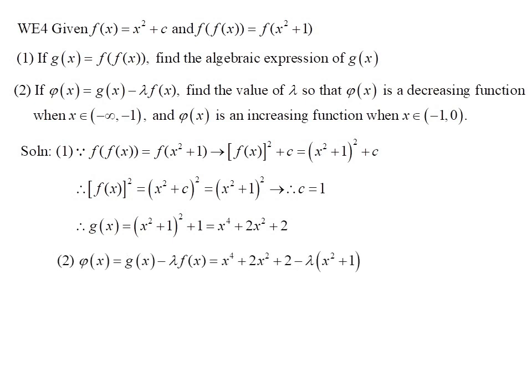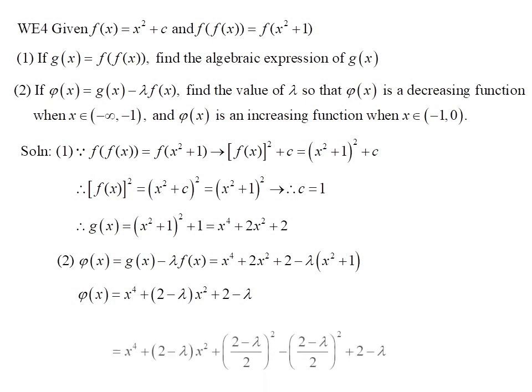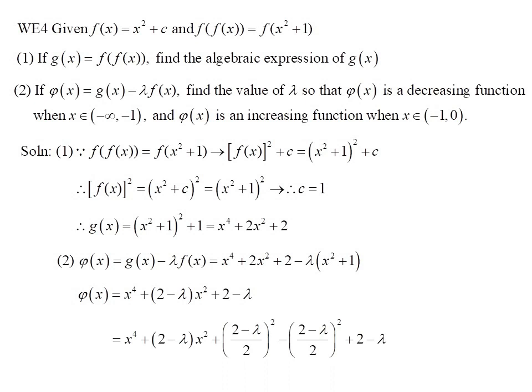After finding the expression of g(x), we come to question 2. So we have the expression of φ(x) equals x to the 4th plus 2x squared plus 2 minus λ times (x squared plus 1). After being rearranged, φ(x) can be rewritten to its turning point form by adding and subtracting the term of ((2 minus λ) over 2) squared, as can be seen on the screen.